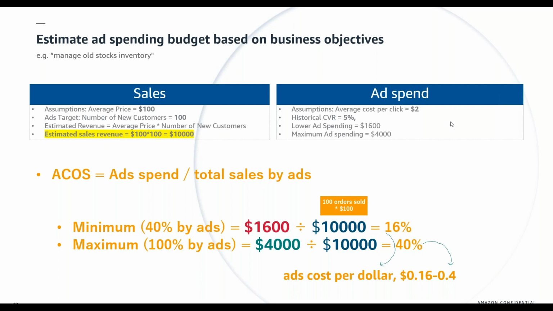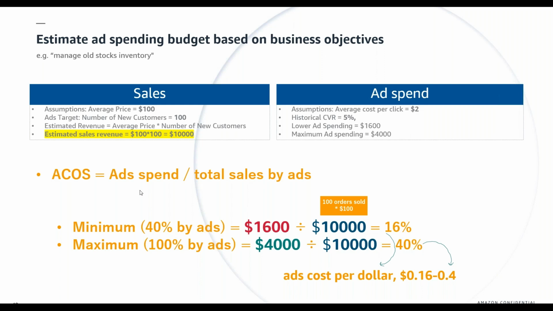And then for our ad spend, our average cost per click is around $2. And just now, as we mentioned, our historical conversion rate is around 5%. So the lower floor, or lower ad spending, would be around $1,600. This is assuming we get some organic traffic. Or our maximum ad spend, assuming we 100% rely on ads, will be $4,000 as we calculated just now.